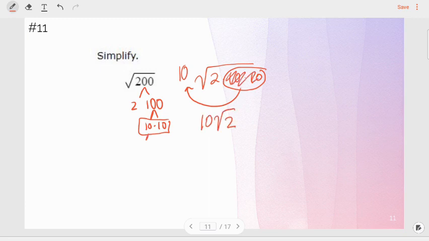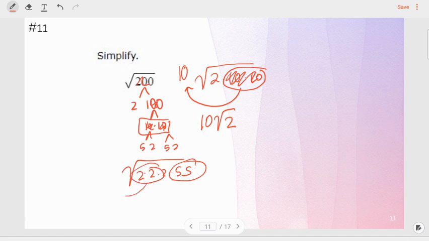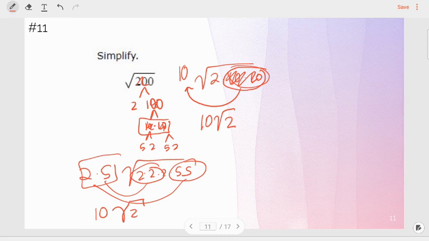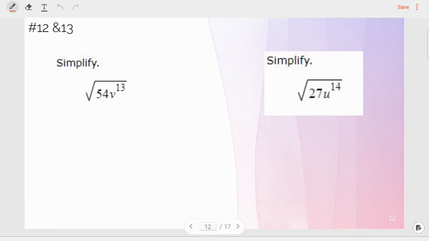Now let's say you didn't notice that and you kept splitting 5 and 2, 5 and 2, and those can't be split anymore. 2, 2, 2, there's three 2s and two 5s. So a pair of 2s and a pair of 5s come out front that I multiply together to give me 10, and the remaining 2 on the inside. So you see I got the same answer either way, but I might save myself some steps by finding that perfect square up top.